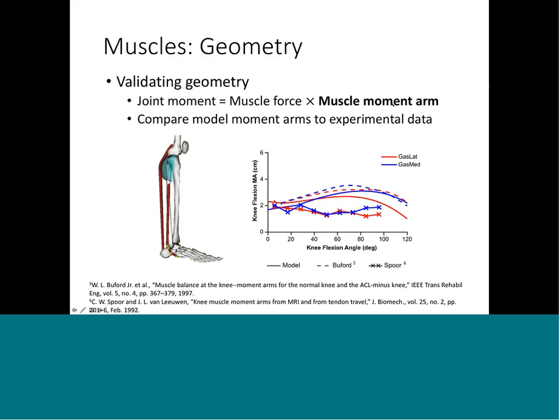And to validate our muscle path, it suffices to compare the moment arms of our model muscles to experimental data. For example, here we look at the knee flexion moment arm on the y-axis of the medial and lateral gastrocnemius with respect to knee flexion angle here on the x-axis. Our model knee flexion moment arms are shown with the solid blue and red lines, and the dotted lines with the x's represent experimental data. And we do this comparison and look for good agreement between our model moment arms and the experimental data.